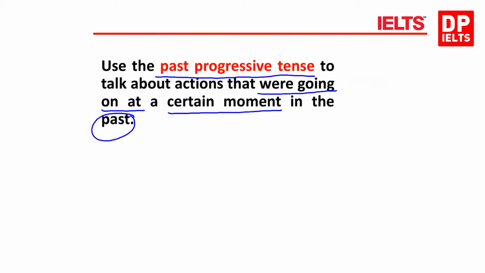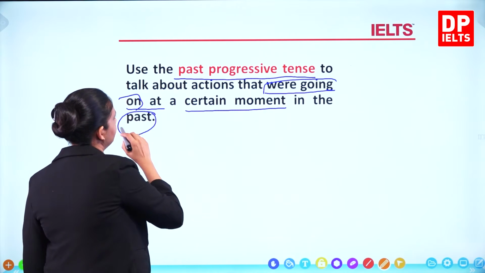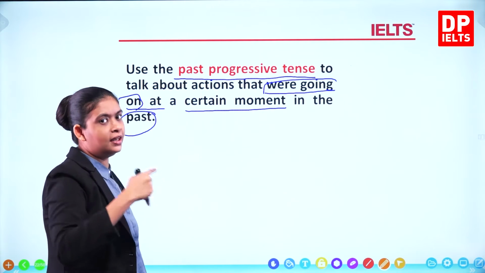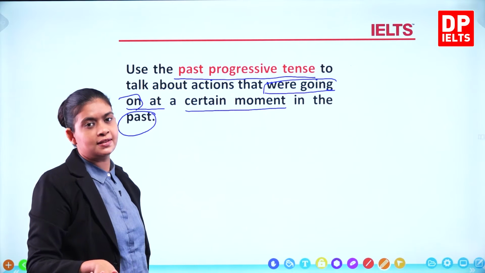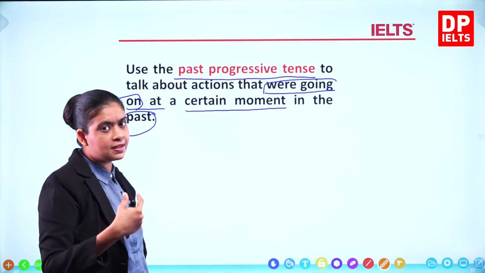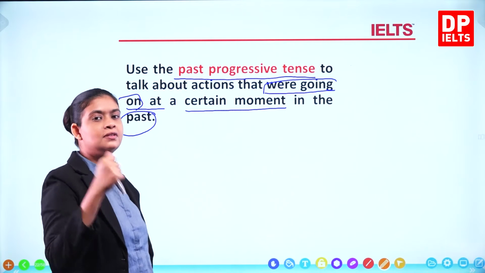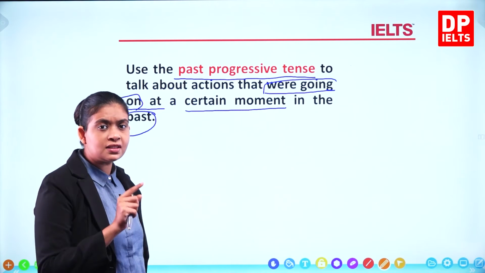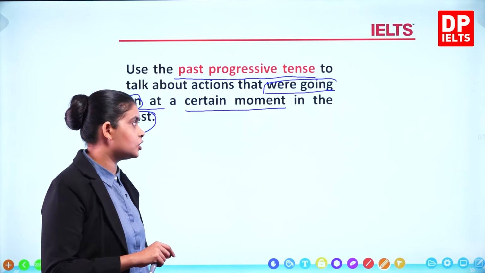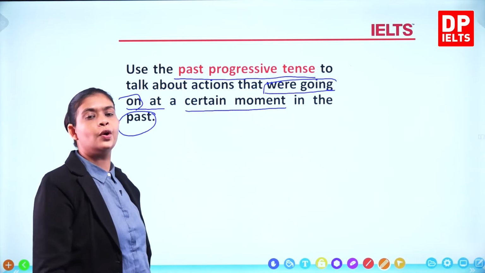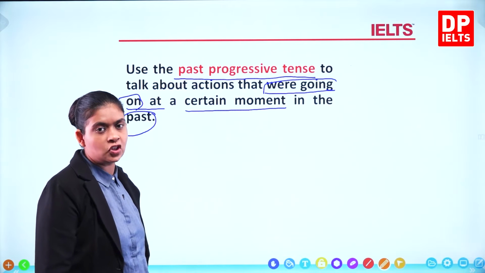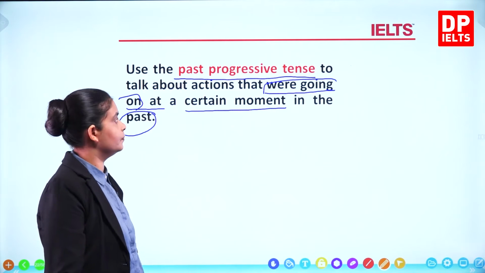So again, just quickly run through it. Use the past progressive tense to talk about actions that were going on. Right? This is how it differs from the simple past tense. Simple past tense talks about actions that happened in the past. Past continuous talks about actions that were going on for some time, but especially in the past. Right?